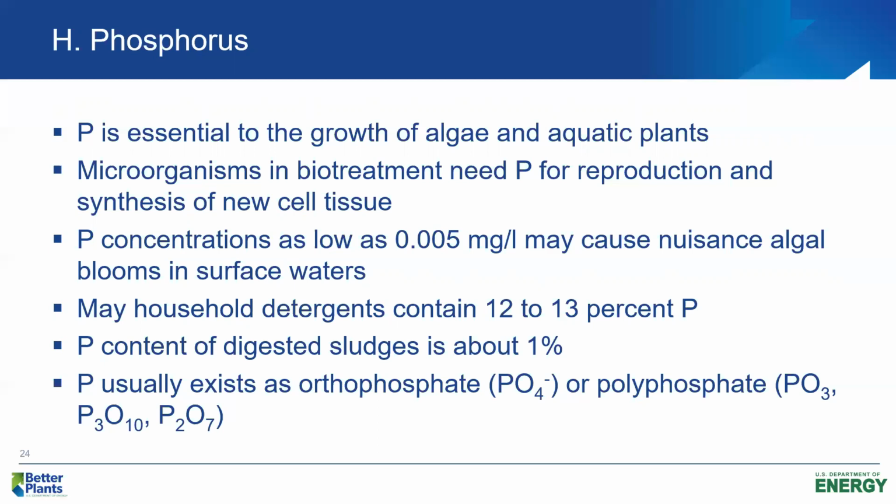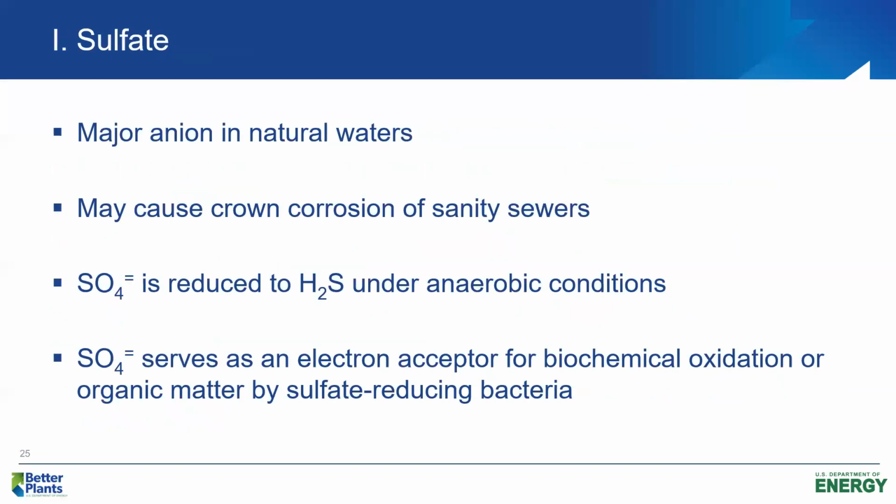The phosphorus content of digested sludge is about 1%. And typically in raw sewage, most of the phosphorus will be in dissolved form, probably about 80 to 85%. Much of it will be in the form of dissolved orthophosphate. Most of the rest will be in the form of polyphosphate, and there will be a small concentration of organically bound phosphorus as well.